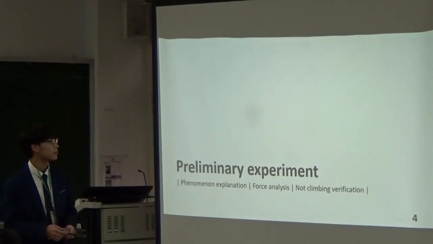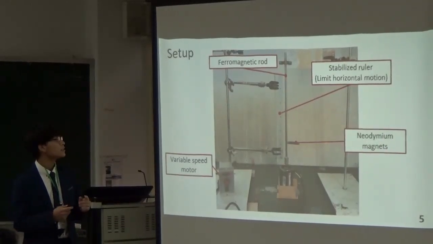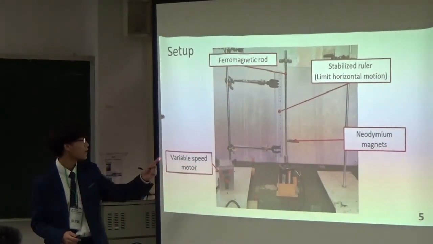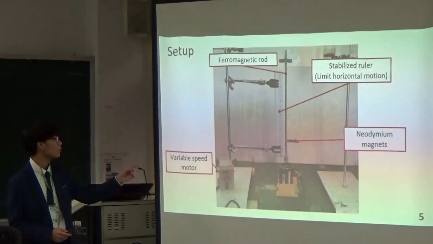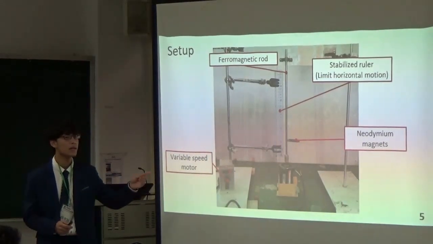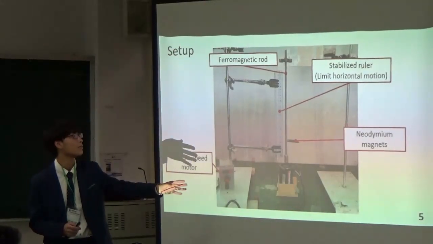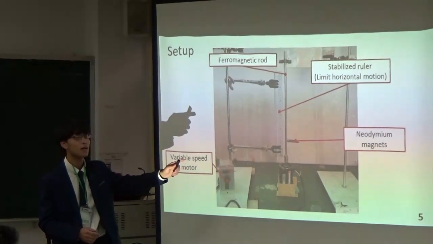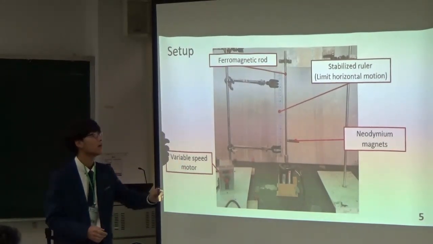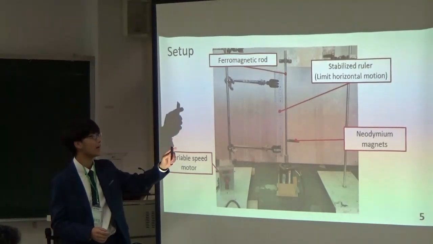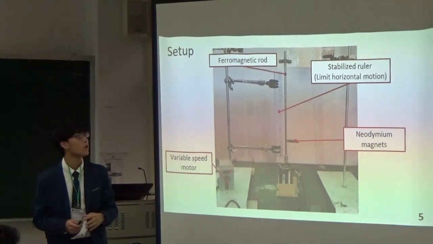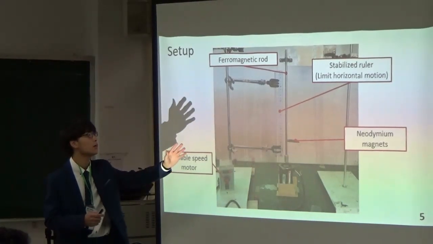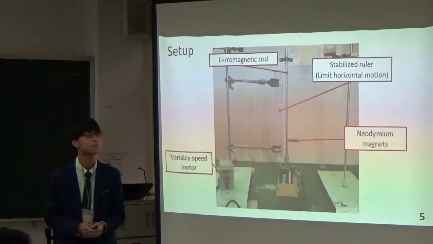First is our preliminary experiments. So this is our setup. As we can see, a ferromagnetic rod is fixed at the center of the table, with a variable speed motor connected at the base, right in the middle of the table. We also attach some neodymium magnets to the side of the ferromagnetic rod. Then we have a stabilized ruler on the side. Because, as the problem statement says, we have to limit the magnet's motion to the vertical direction, the stabilized ruler limits the horizontal motion of the magnet.